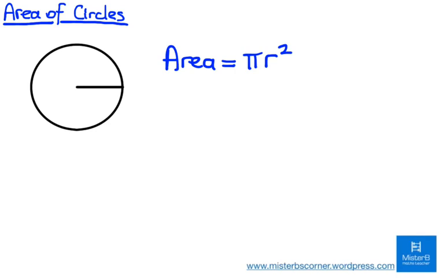Here r stands for the radius, which is the line segment from the center of the circle to the circle itself. So it's going to be this line segment. So it has a length. So when we try to find the area of a circle, we use that value. So let's see an example.